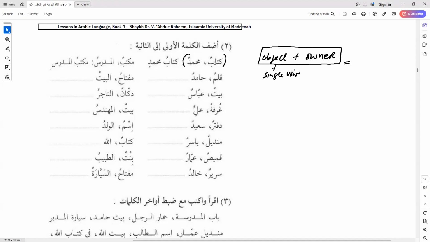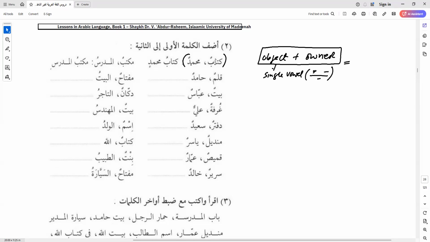By single vowel, it means it can be fatha, kasra, or dhamma, depending on what is acting on the object that the owner has. So if there's a preposition acting on it, then you know it's going to end in kasra. And if it's acting as a subject, then it's going to end as dhamma. If it's acting as an object, then you know it's going to end in fatha. But more of that later on, inshallah.